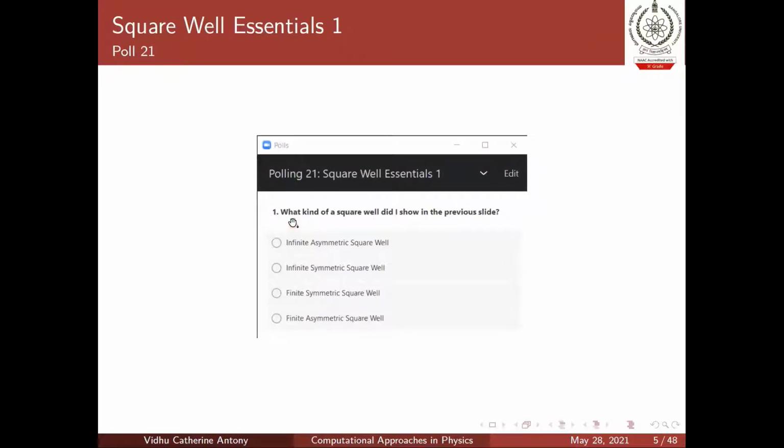Before that, let me just read this out. What kind of a square well did I show in the previous slide? Is it an infinite asymmetric square well? Is it an infinite symmetric square well? Is it a finite symmetric square well or a finite asymmetric square well?